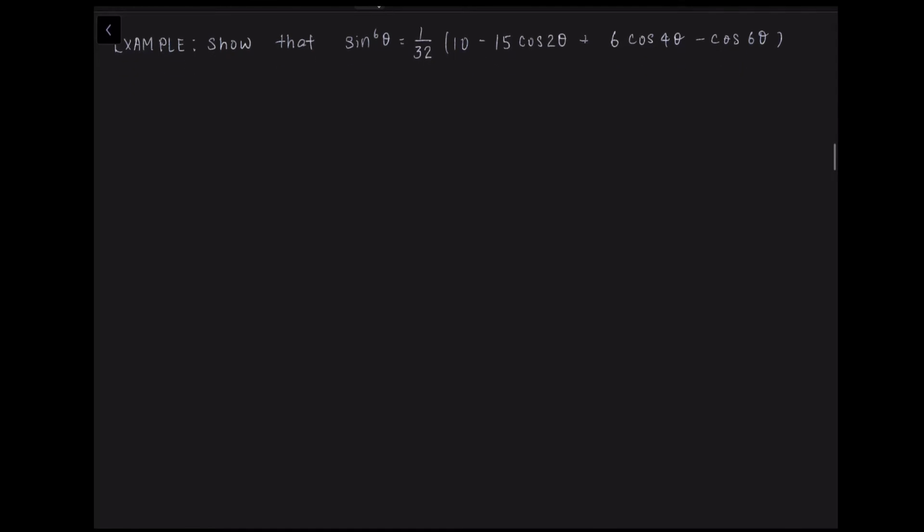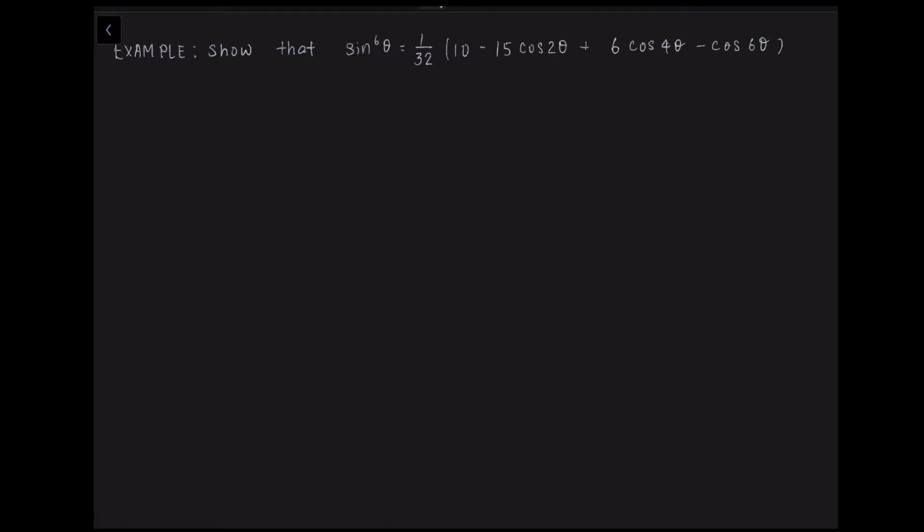In the next few examples, we are going to express powers of sine theta and cos theta in terms of multiple angles. So, in this example, we want to show that sine theta to the power of 6 is equivalent to 1 over 32 times 10 minus 15 cos 2 theta plus 6 cos 4 theta minus cos 6 theta.